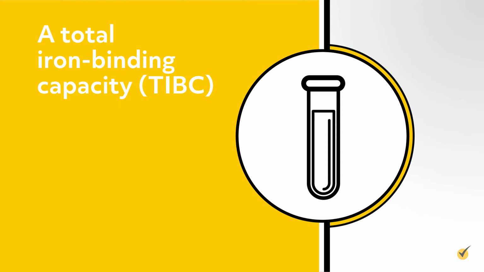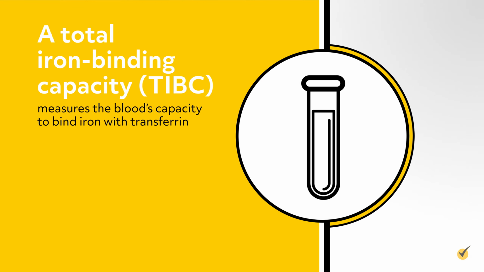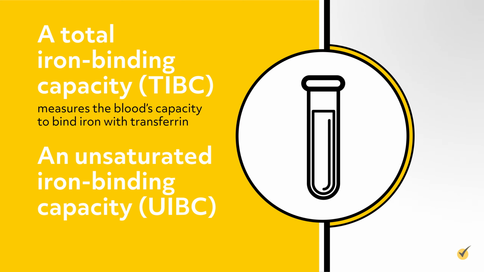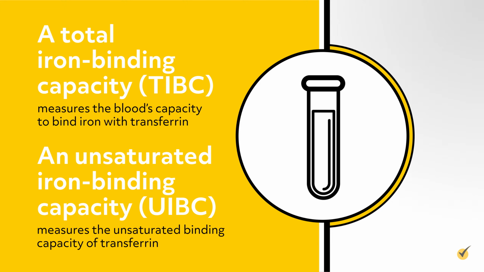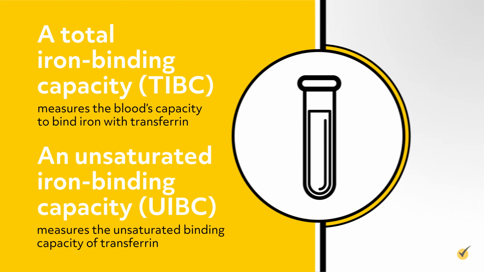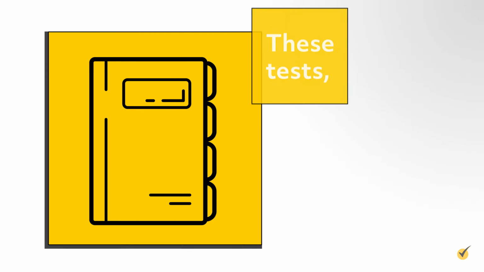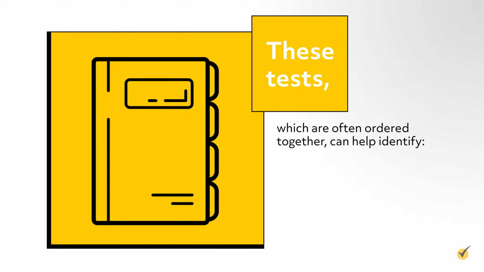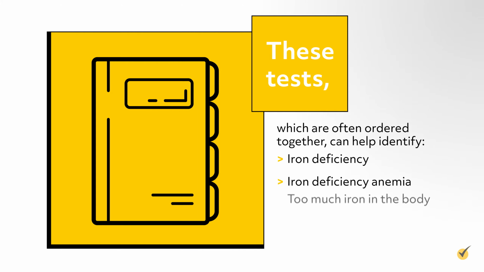A total iron binding capacity, or TIBC, measures the blood's capacity to bind iron with transferrin, and an unsaturated iron binding capacity, or UIBC, measures the unsaturated binding capacity of transferrin. These tests, which are often ordered together, can help identify iron deficiency anemia, or too much iron in the body.